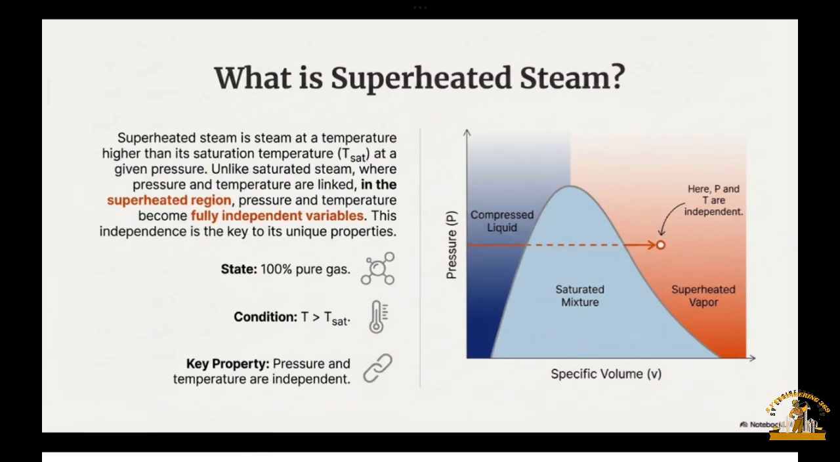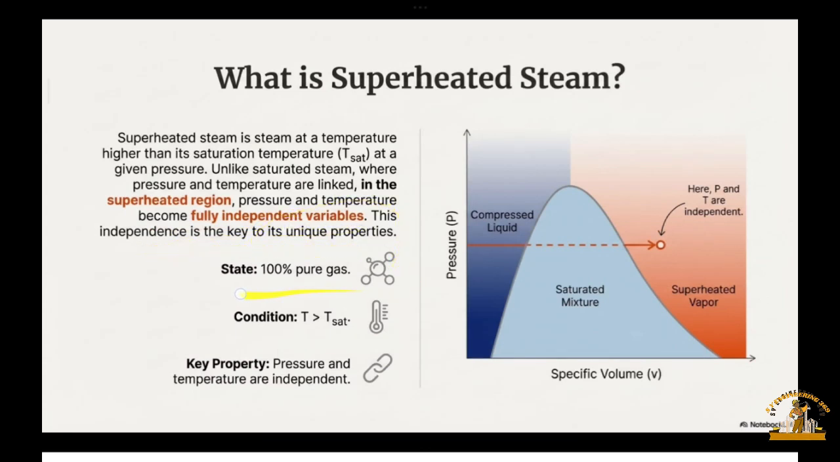But when we increase this temperature, we will enter a new region called a saturated mixture. This saturated mixture is a mixture of liquid and vapor. It becomes a percentage of liquid and a percentage of vapor when we increase the temperature, like 100 Celsius or 101 Celsius for the water, and keep increasing till it becomes a superheated vapor. In this superheated region, pressure and temperature become fully independent variables. This independence is the key to its unique properties.